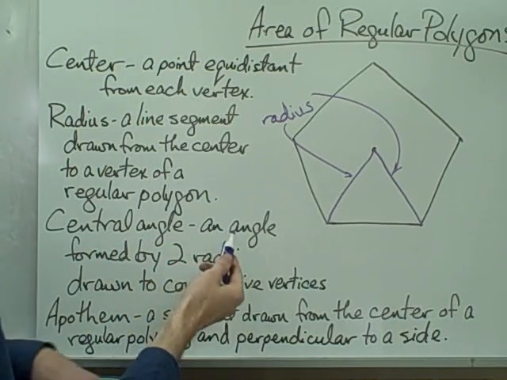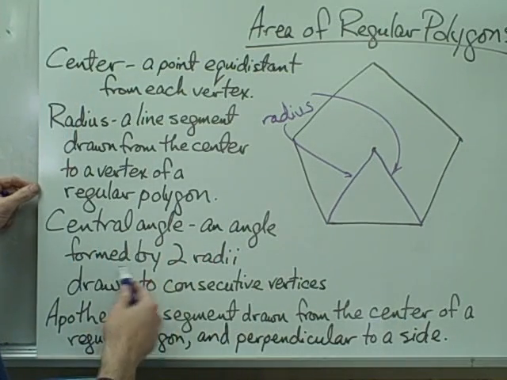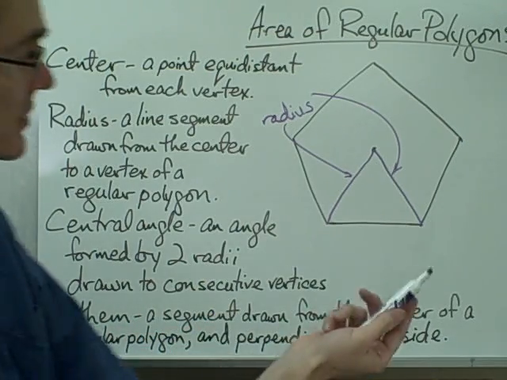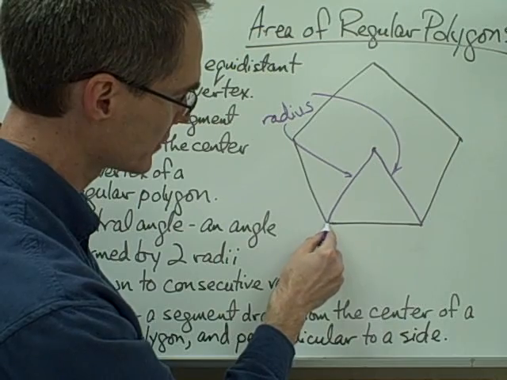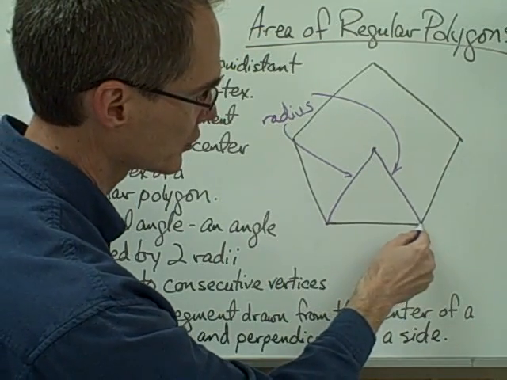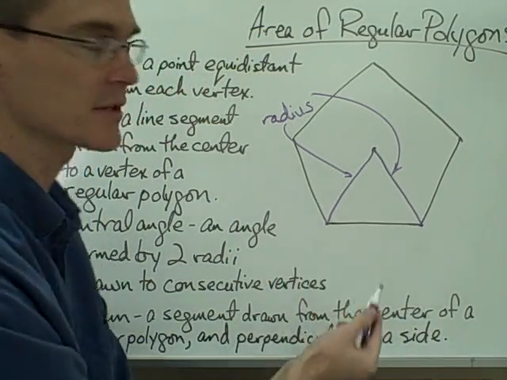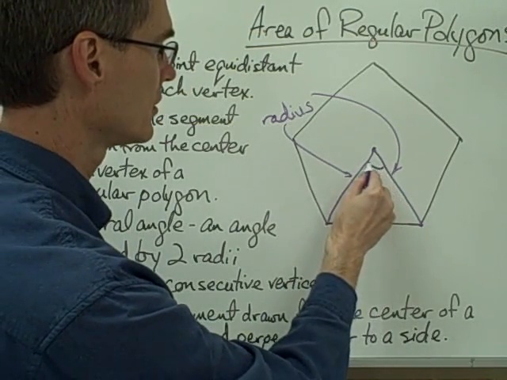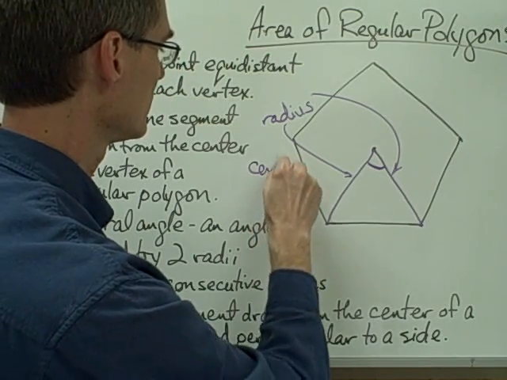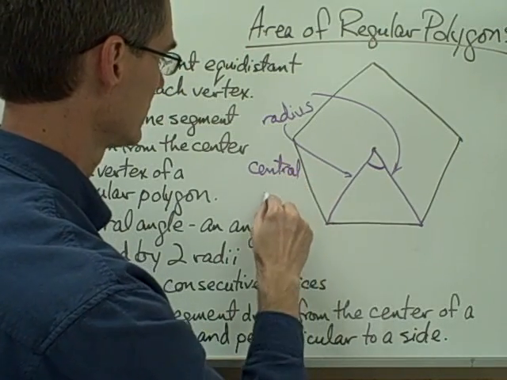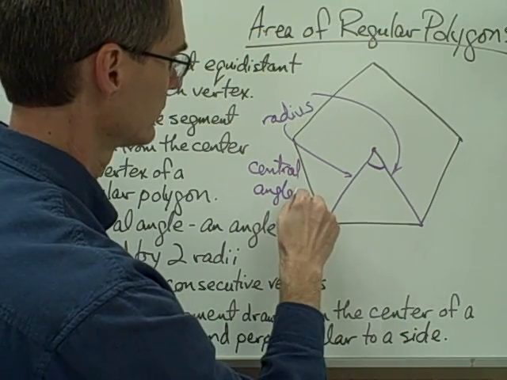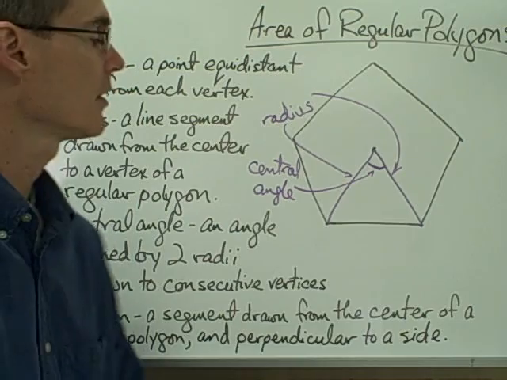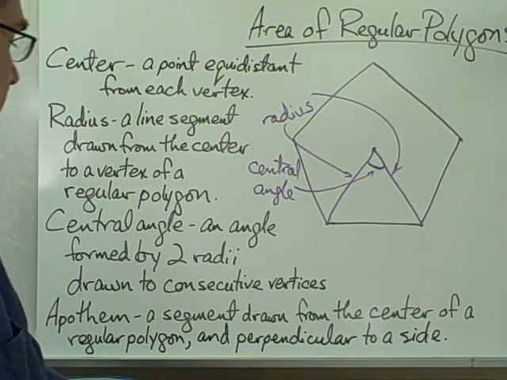The central angle of a regular polygon, that's an angle formed by 2 radii drawn to consecutive vertices. So for example, here's a radius drawn to this vertex, here's a radius drawn to the next vertex, consecutive vertices. So this angle right here is what we call a central angle. So this angle, that's the central angle of the regular pentagon.